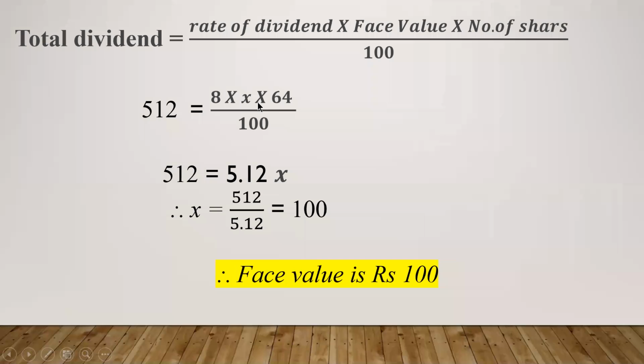Many students find it difficult to solve. It is very easy. Left hand side you keep as it is. In the right hand side, what are the numbers? 8, 64 and 100. So 8 into 64 divided by 100 will give you 5.12, and X you keep as it is. Finally, to find the value of X, this number has to go to the other side. In between these two there is no symbol or operation written, that means it is multiplication. So when you shift 5.12 to the other side, it will divide. So 512 divided by 5.12 is the value of X, which comes out to be 100. So the face value is 100.